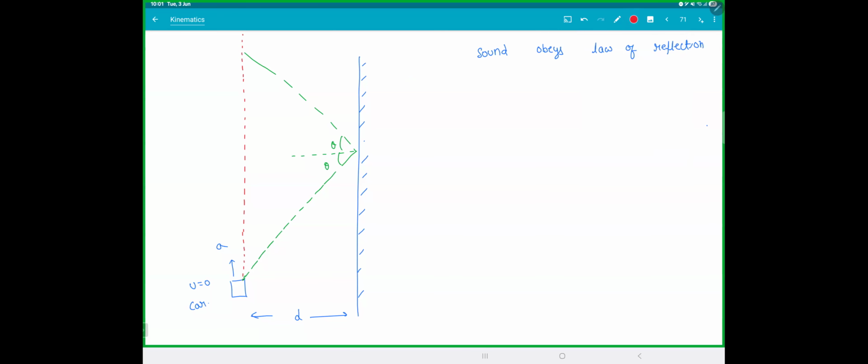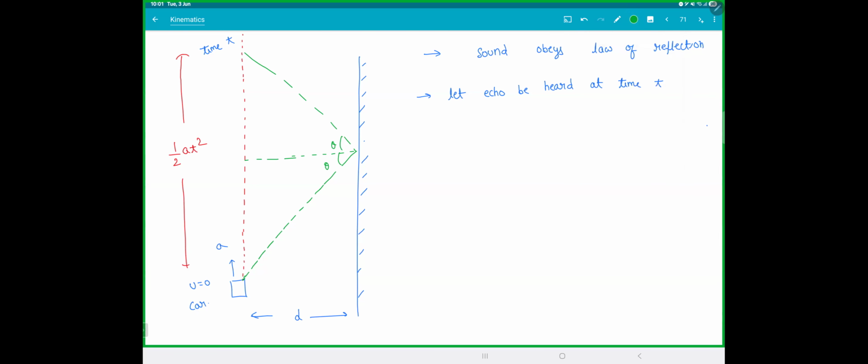And how much does this vehicle travel? Let the echo be heard at time t. So this distance will be how much? S is equal to ut plus half at square. u is 0, so this is half at square. The length of the red line.